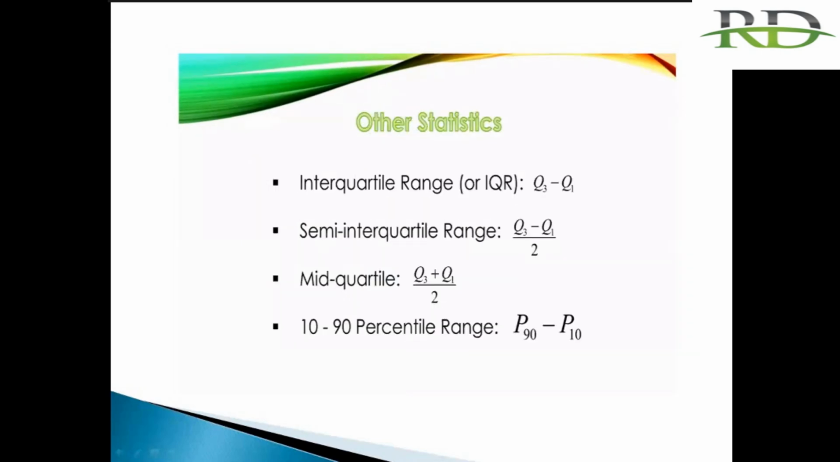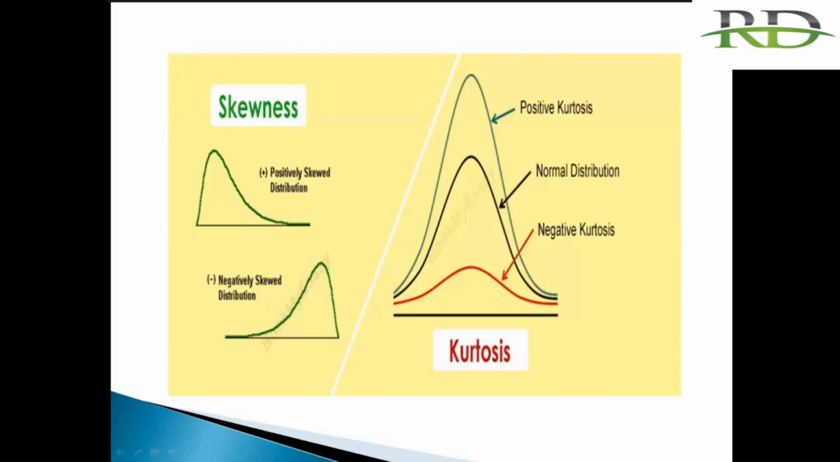These are some other statistics: quartile, interquartile range, semi-quartile range, mid-quartile, and this way the percentile range. Now come to the measure of skewness as well as the measure of kurtosis.